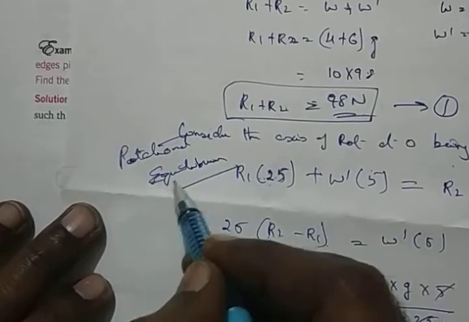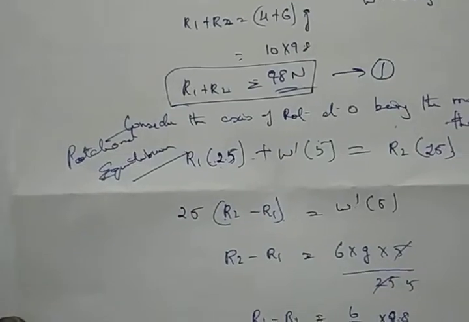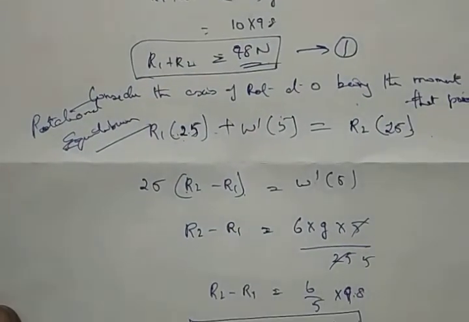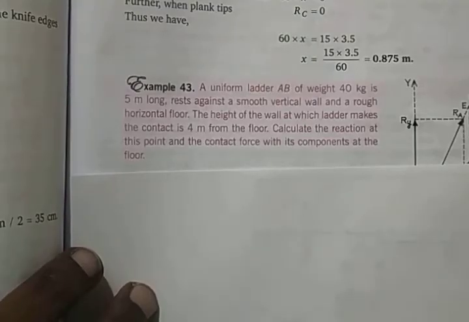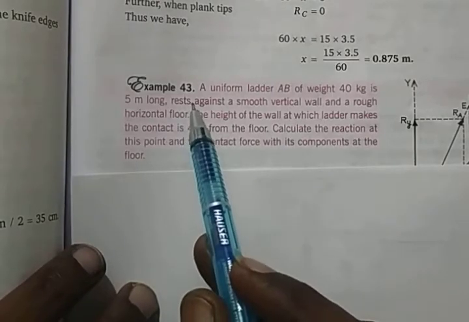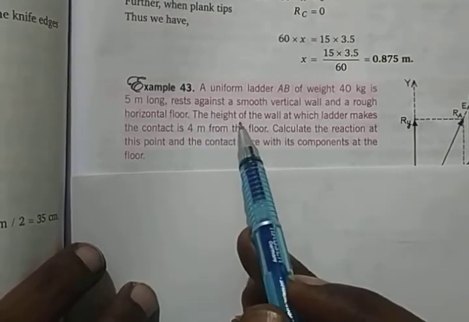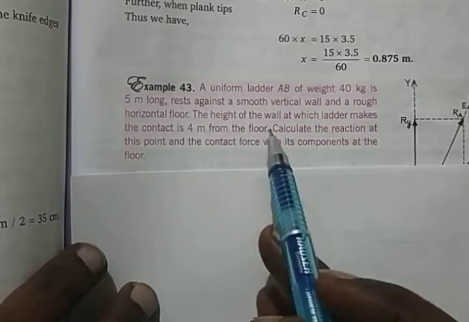Here we are going to do rotational equilibrium. Okay, we'll go to the last question now. Question number 43. We are going to read the question. As we read, we are going to draw the diagram also.